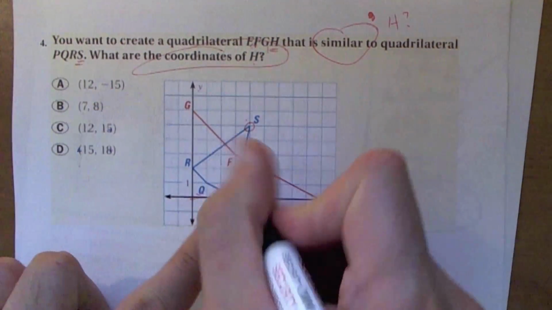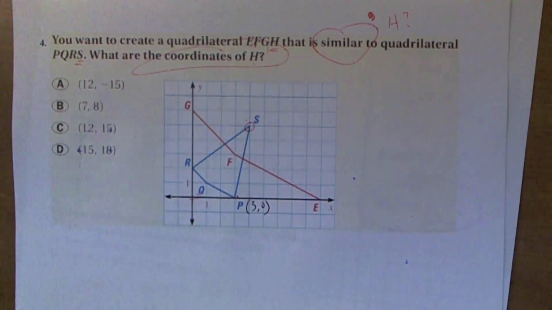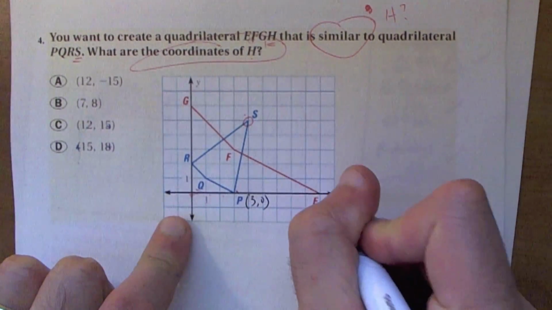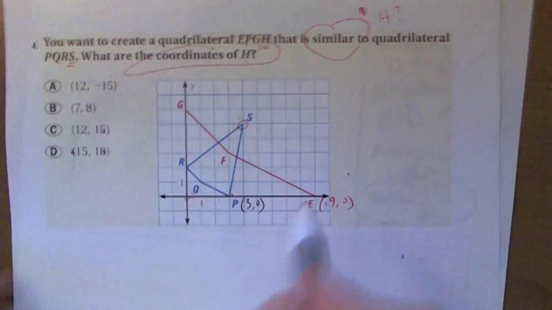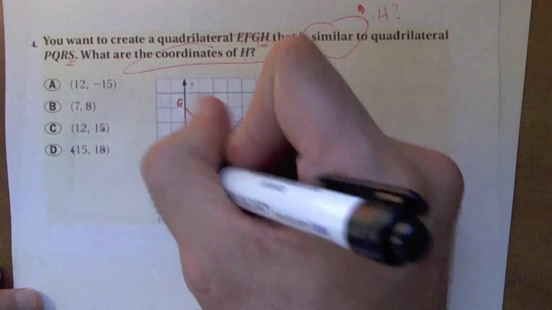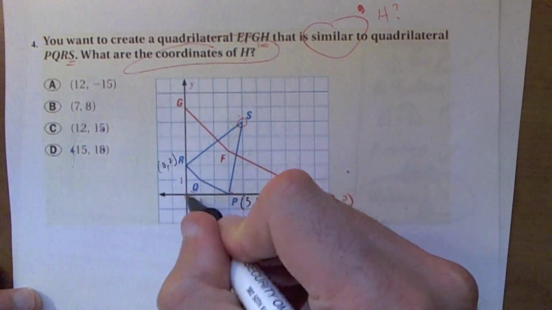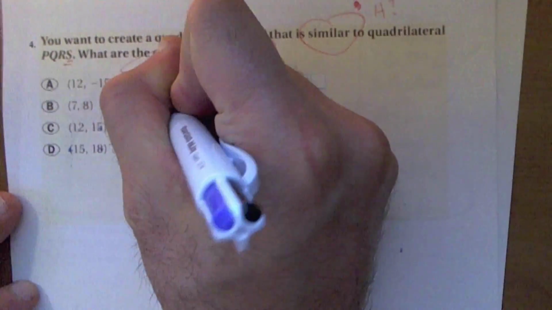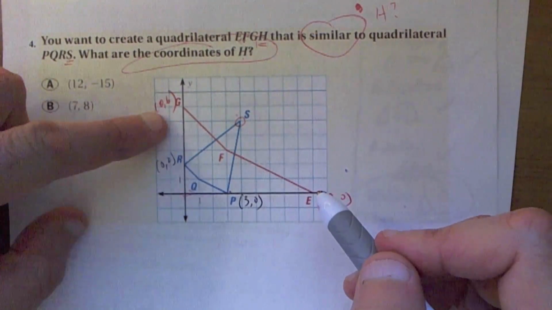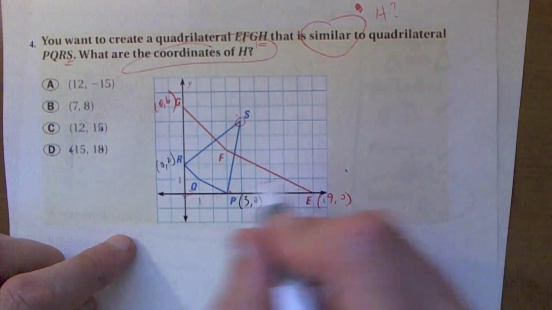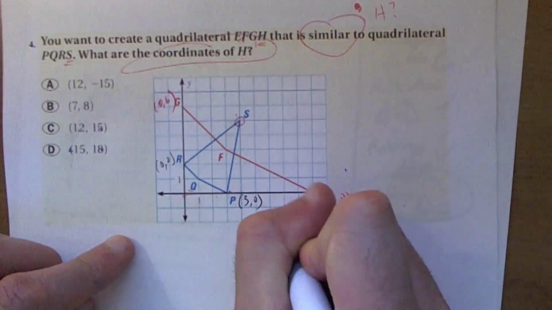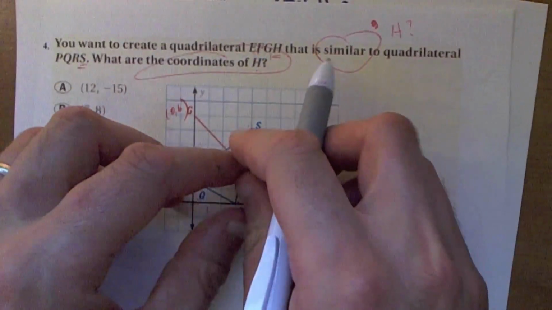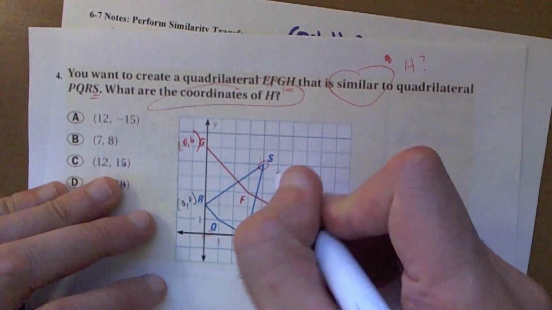P is 3, 0, and P goes to E. Was that 1, 2, 3, 4, 5, 6, 7, 8, 9? E is 9, 0. Or maybe you looked at R. R is 0, 2, and 0, 2 became 0, 6. Whether you look from 2 to 6 or from 3 to 9, you can see that our scale factor k is 3, right? We are tripling the coordinates.